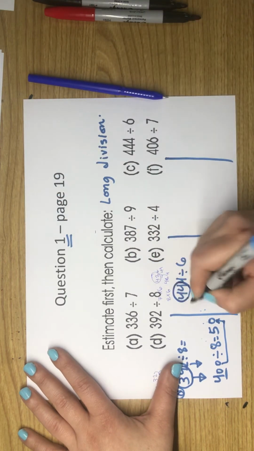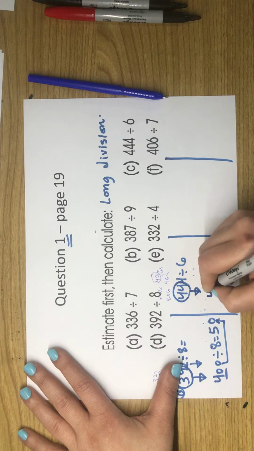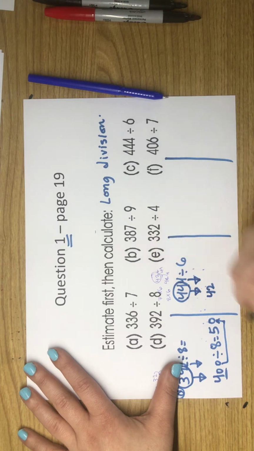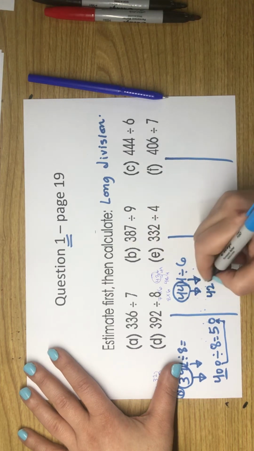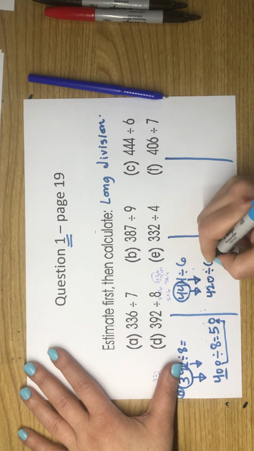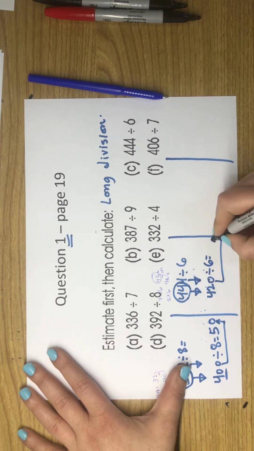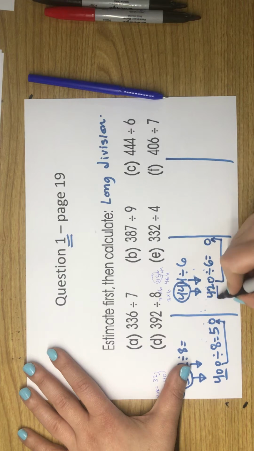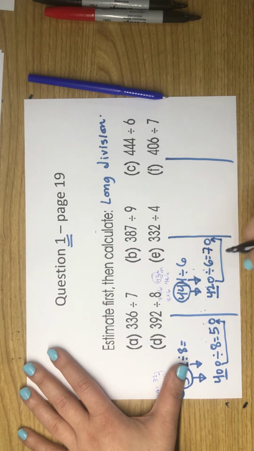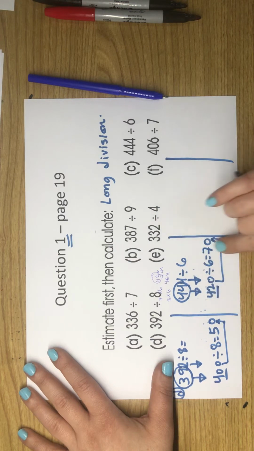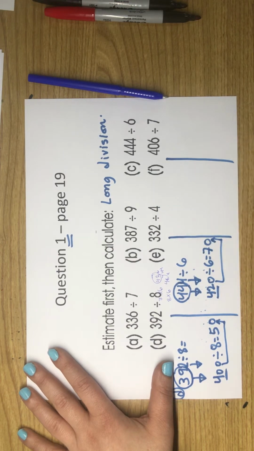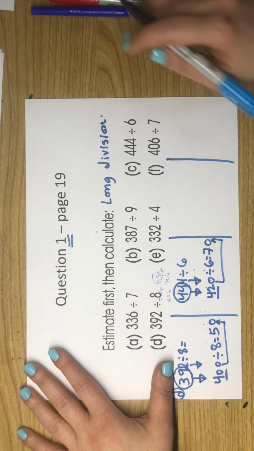So the 44 goes to 42. The other 4 will change into 0, divided by 6. The 0 goes here. 42. What number times 6 gives you 42, which is 7. So your answer with long division will be around 70. I hope those questions are enough.